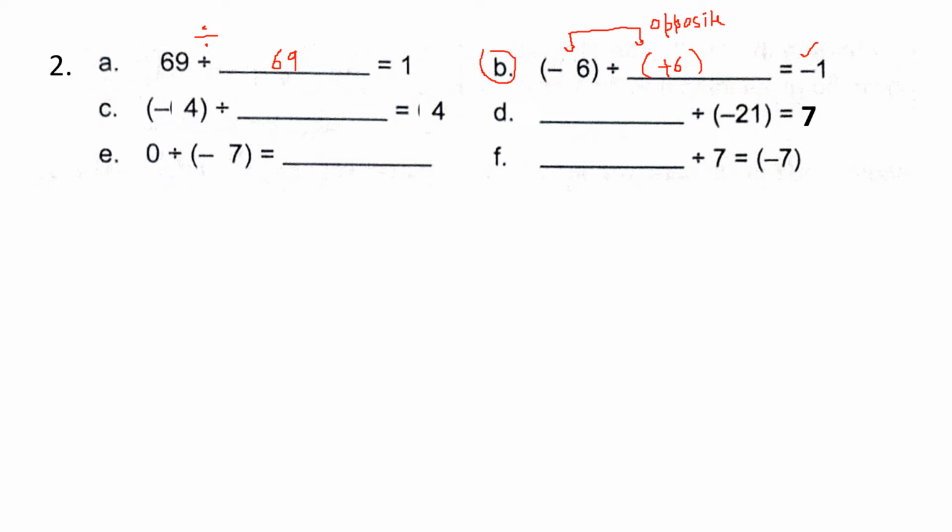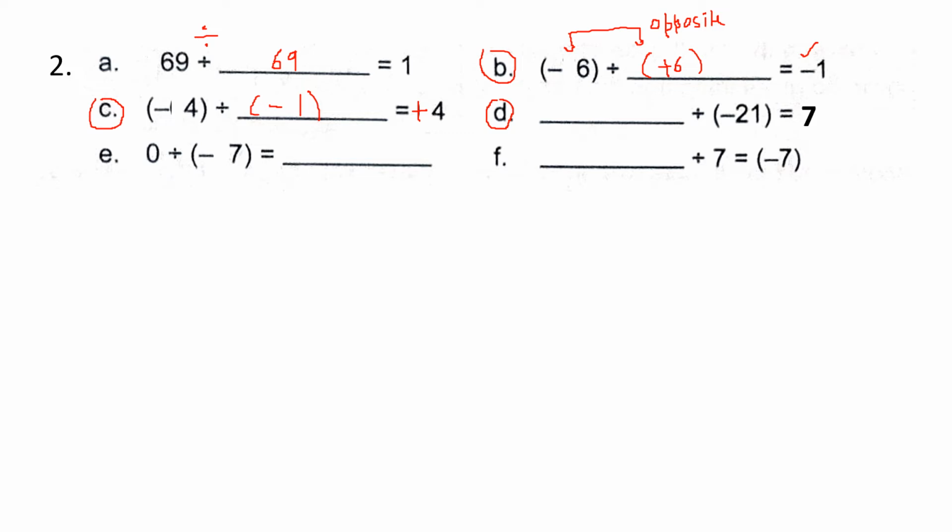Okay. Now let's go for the third part, that is the C part. Minus 4 divided by what gives me 4? Again, if I divide by 1, the result will be the same, that is minus 4. But here the answer is positive 4. Therefore, I should divide by minus 1, right? So if I divide minus 4 by minus 1, since both of them are negative, the result will be positive. Now let us continue with the fourth part.